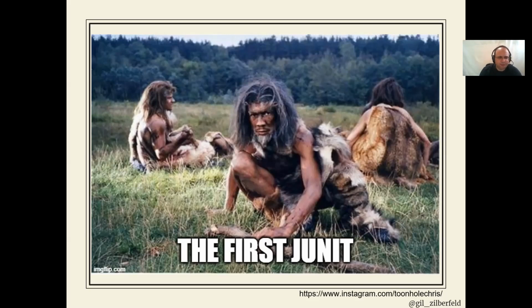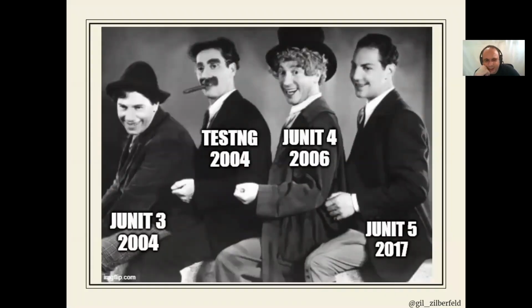And after that came a bit of history. So if this is a timeline of when the frameworks actually came out, I couldn't find a reference of when JUnit 2 was actually produced, but JUnit 3 was around 2004. So that's 7 years after JUnit. You see that TestNG also came out in 2004, something like that. JUnit 4 came out in 2006, like 2 years later.